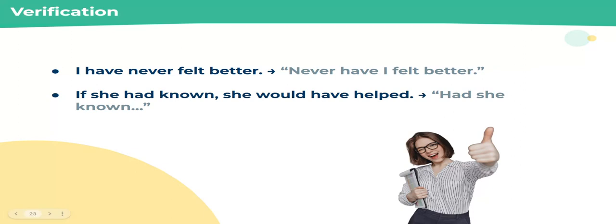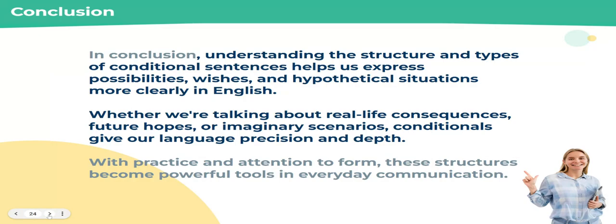Well, we're coming towards the end of the conference lesson for today, all about inversion. So I'm going to summarize and conclude the lesson here. So in conclusion, understanding the structure and types of conditional sentences helps us express possibilities, wishes, and hypothetical situations more clearly in English. Whether we're talking about real-life consequences, future hopes, or imaginary scenarios, conditionals give our language precision and depth. And of course, within that, we can use inversion. Finally, with practice and attention to form, these structures become powerful tools in everyday communication.